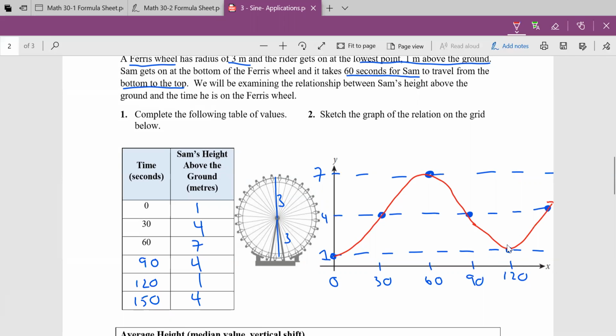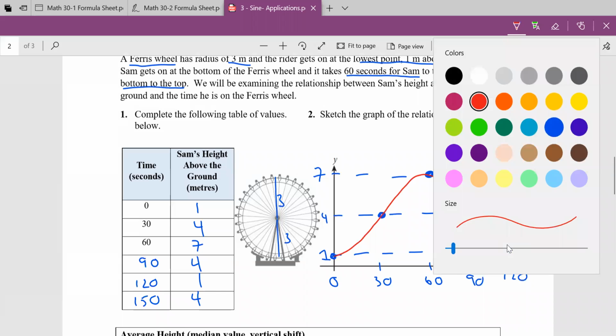This models a clock. We get a lot of clock questions about the hour hand and the minute hand going around. Okay, so now, like I said, in an application question, we really want to relate back the parts of the context, in this case, the Ferris wheel, to the equation. So that's our job right now. Let's figure this out.